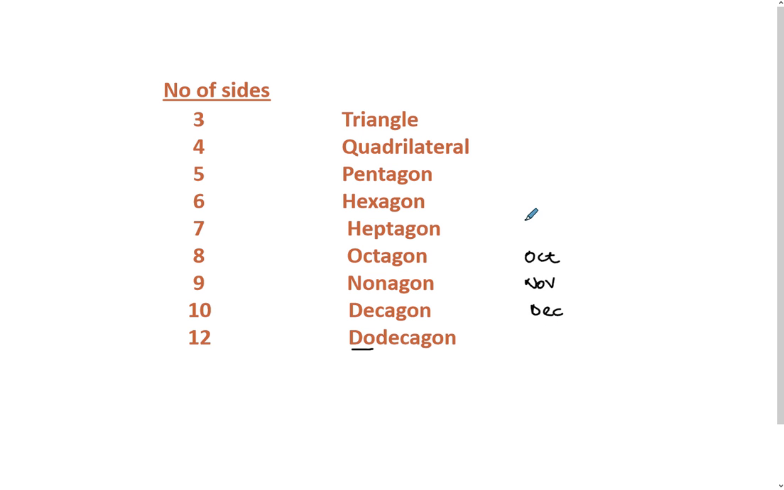The month before October is September. They didn't want to call it septagon, so they called it heptagon. Okay, and that sounds nothing like August. All right, so you must learn these off by heart.